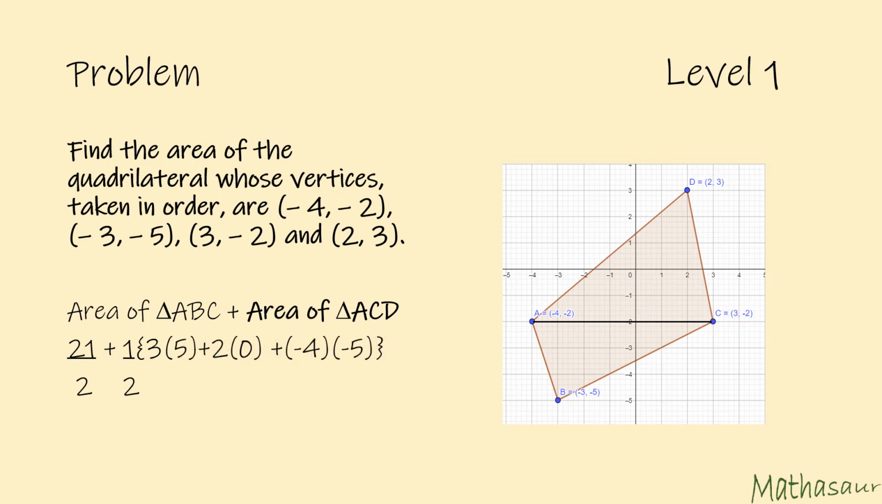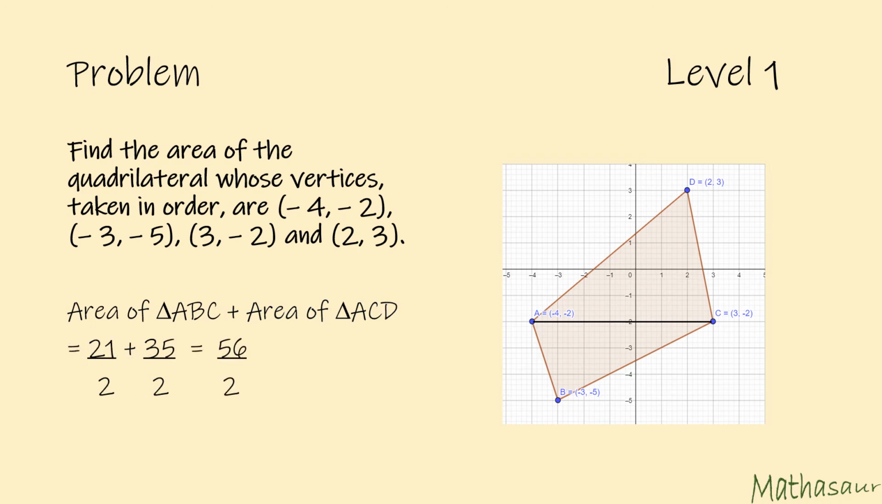Now let us solve. And we get 35/2 as the area of triangle ACD. Let us add these to find the area of the quadrilateral. So we get 28 square units as the area of this quadrilateral ABCD.